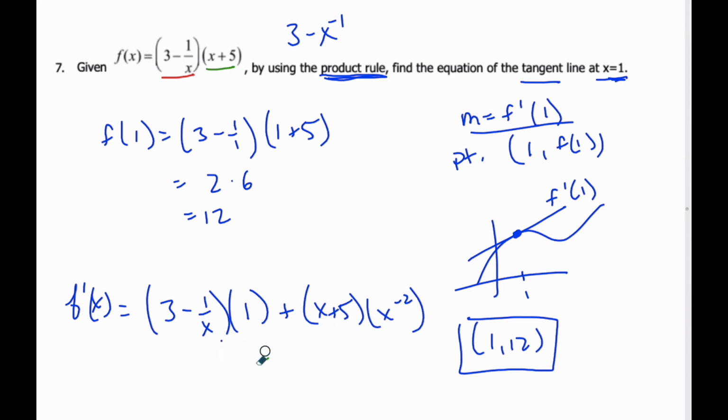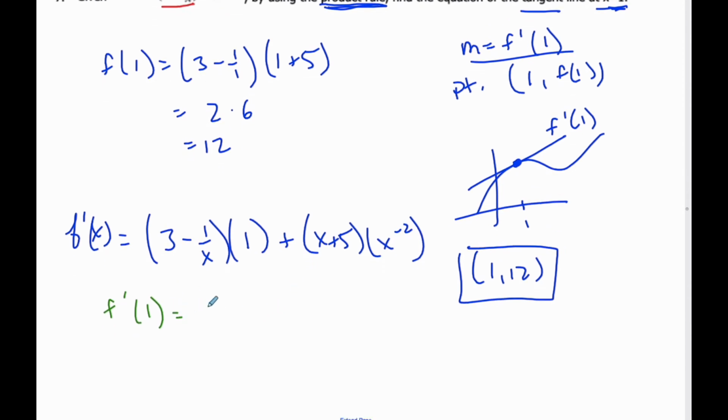So then I want to find the derivative at 1, because that will give me the slope of the tangent line. If I plug in 1, I get 3, subtract 1 is 2 times 1 is 2, plus I plug 1 in there, I get 1, plus 5 is 6, times 1 is 6. So my slope is going to be 8.